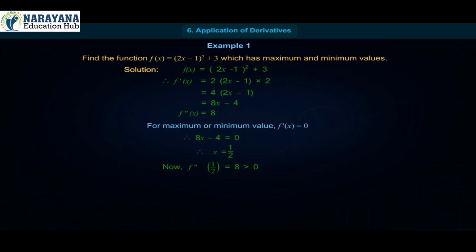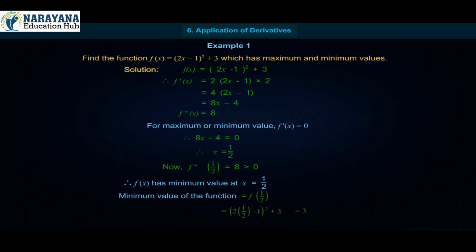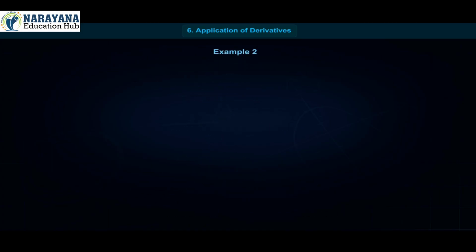Now, f double dash of 1 upon 2 equals 8, which is greater than 0. Therefore, f of x has a minimum value at x equals 1 upon 2. The minimum value of the function is f of 1 upon 2, which equals 2 into 1 upon 2 minus 1 whole square plus 3, equal to 3. It is clear that the function has no maximum value.